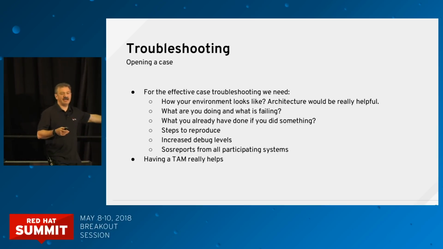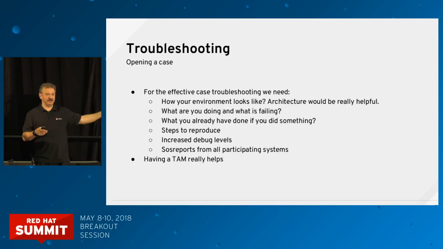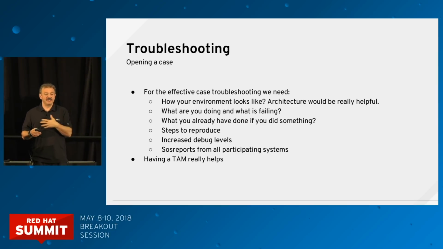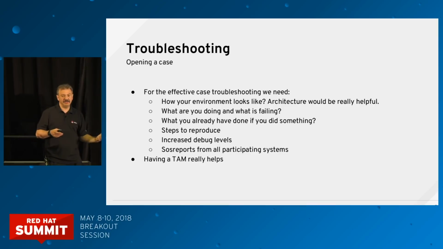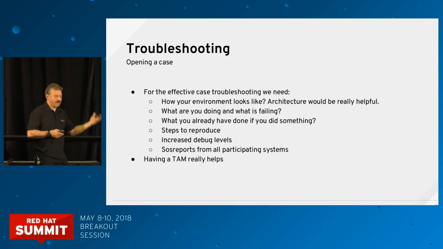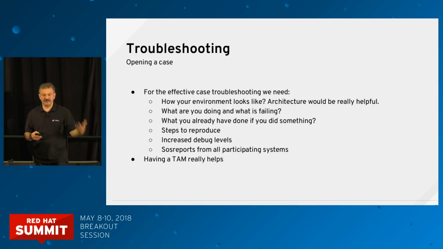If you have a TAM, he will track it for you and will help you. If you don't have a TAM, we need this information because different people get involved in handling the cases and helping you, but they need context, and this context needs to be provided. So the more information you can give us when you open the case about your environment, about what you have done, what the steps to reproduce are, and what problems you are facing, the better and the faster the service will be.